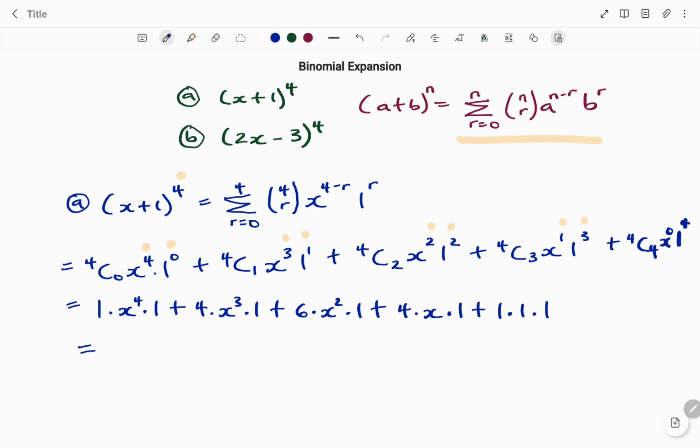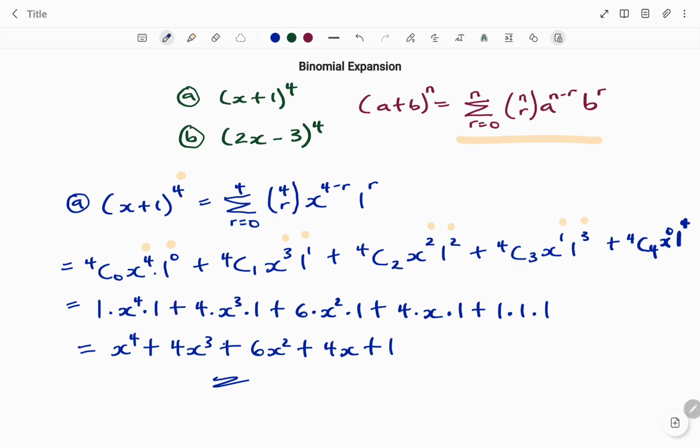And writing our final answer, 1 times x to the power of 4 times 1, that's x to the power of 4, plus 4 times x cubed times 1, 4x cubed, plus 6 times x squared times 1, 6x squared, plus 4 times x times 1, 4x, plus 1 times 1 times 1, 1.